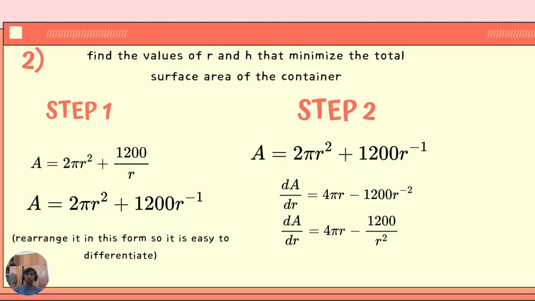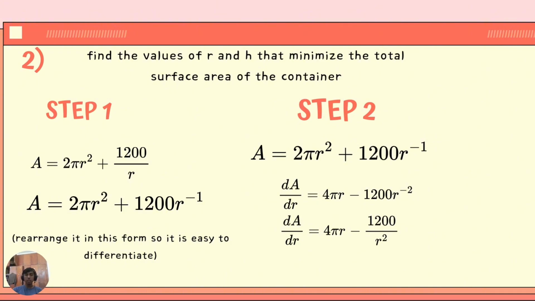Here, 2 pi r represents the area of the two circular ends of the container, and 1200 over r is related to the side of the container. To make it easier to differentiate later, we rewrite the formula in a different form by expressing 1 over r as r to the power of negative 1.